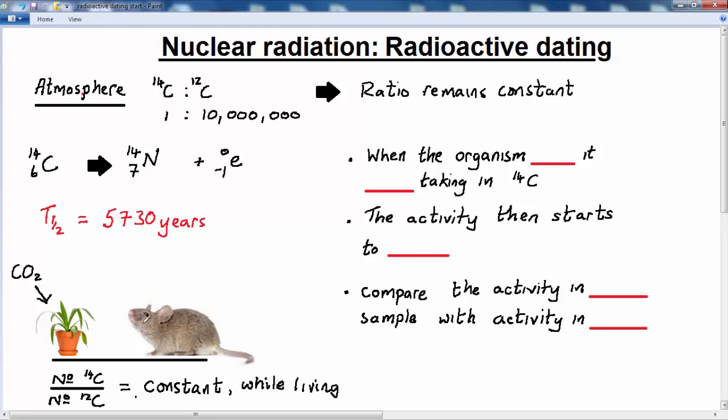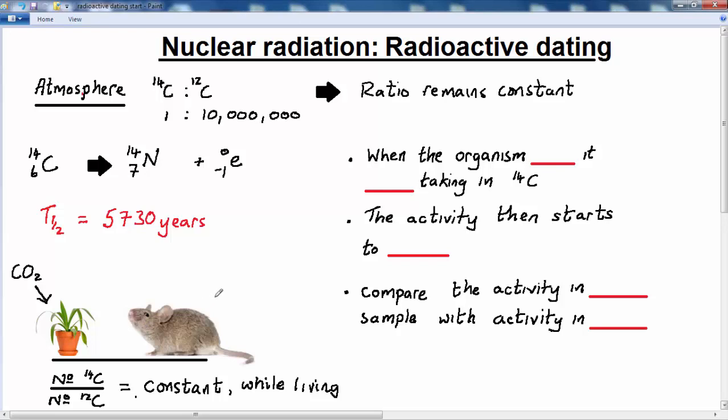So let's look at the animal now. The animal eats the plant, and the ratio of carbon-14 to carbon-12 in the animal will be exactly the same as the ratio in the plant, which will be exactly the same as the ratio in the atmosphere while the animal is alive. So this will be the same value, and this is important to get hold of. This ratio does not change in all living organisms while they're alive, and we assume that whenever they lived, that ratio was the same, whether they're living now or whether they're living 200,000 years ago. Okay, this is the same ratio.